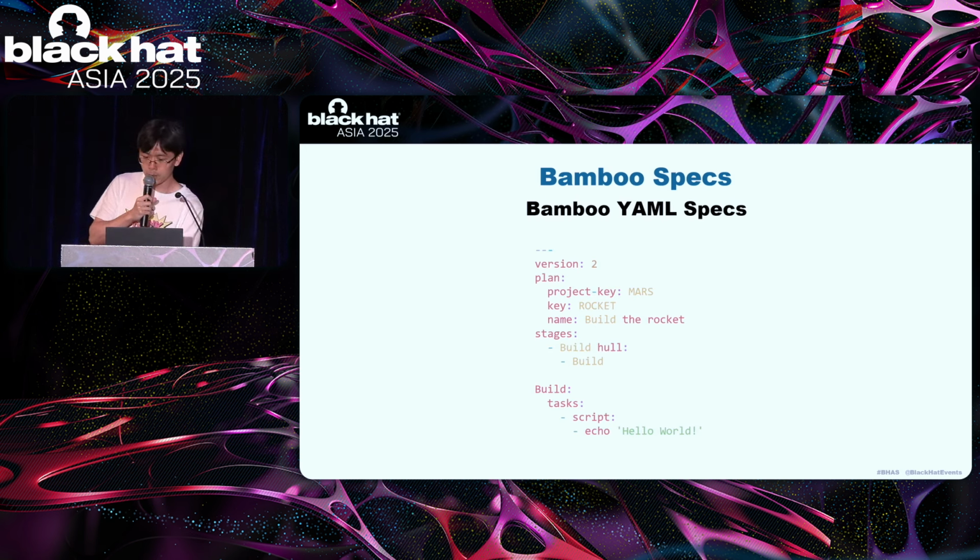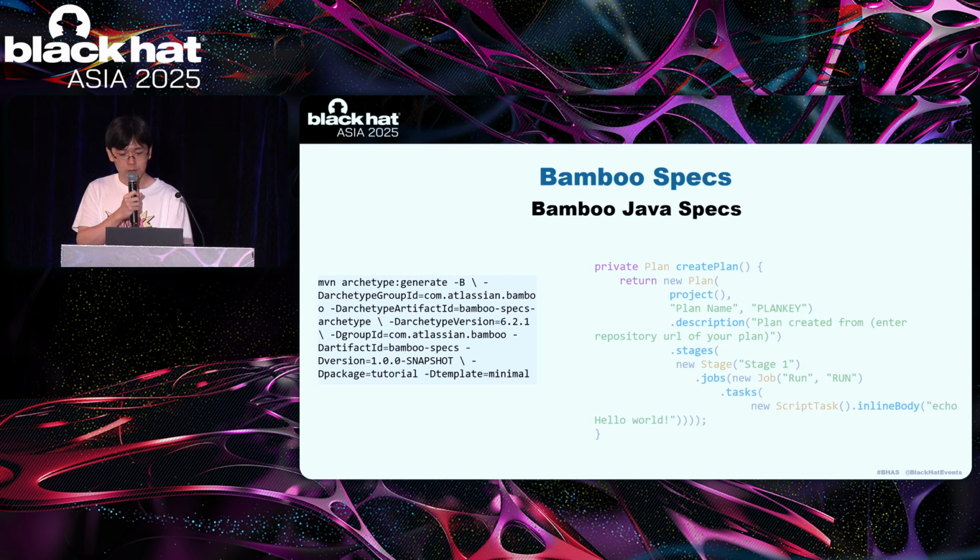The YAML solution is concise and clear. You just write down YAML lines. And for Java specs, it allows you to write Java code to create a plan, and it provides greater flexibility.